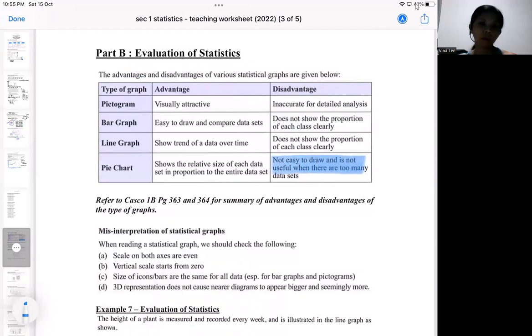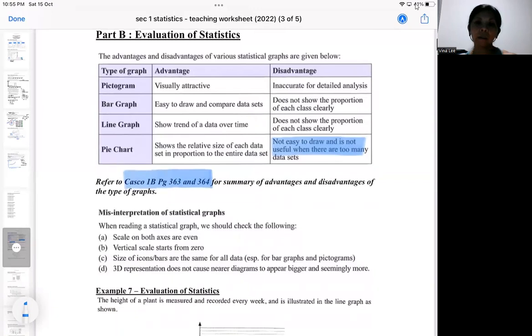But one bad thing about the pie chart is that it's not easy to draw. I did mention in one of the previous examples that if you have a lot of categories, it's not feasible to use a pie chart because a pie chart is limited by 360 degrees. If you have 20 categories, it's not feasible to divide the pie chart into 20 categories. So these are the basic pros and cons. If you want more detail, you can always refer to your book to read about the advantages and disadvantages.